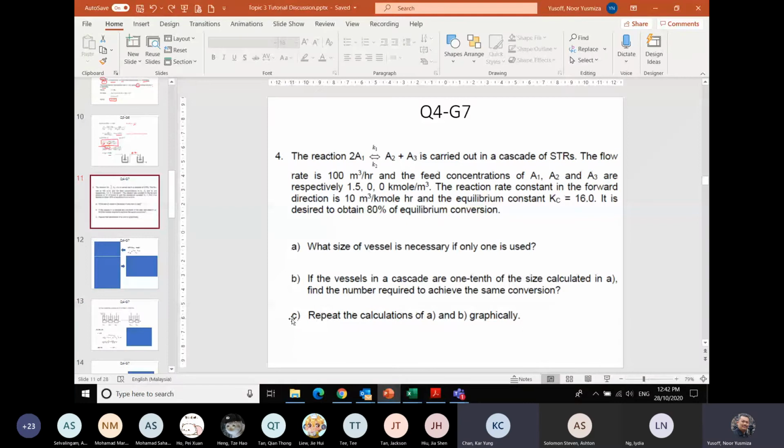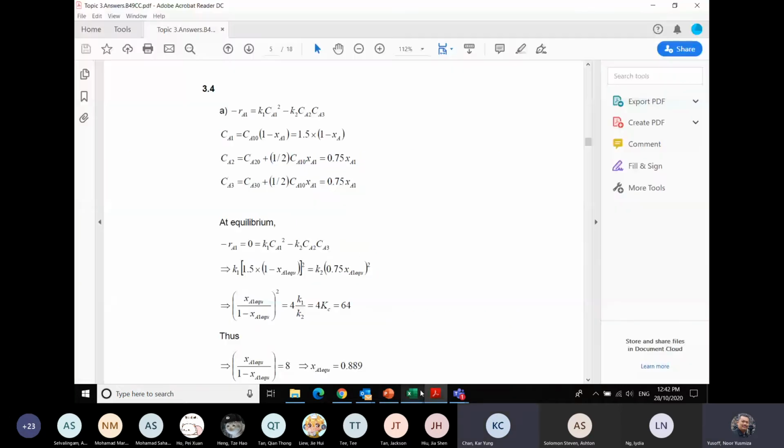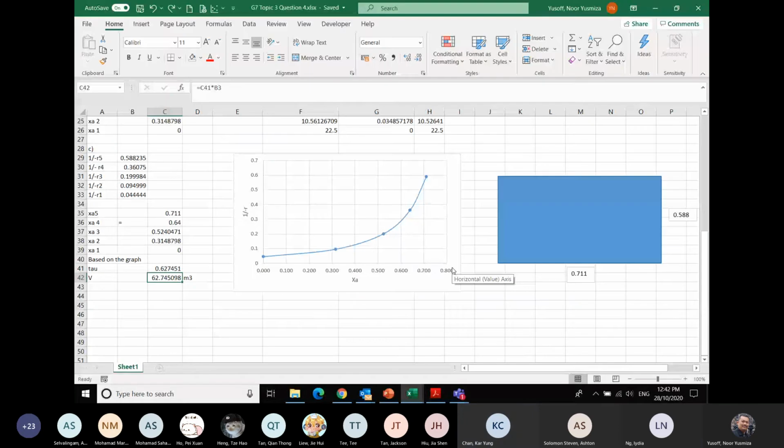Correct, because if you see part C here, repeat the calculations of part A, which you did just now. And then B here. So B means how many CSTR you need in order to get the same conversion, which is 80% of the equilibrium conversion, graphically. Okay, so how do you do it? Actually, I have no idea. Okay. That's okay.